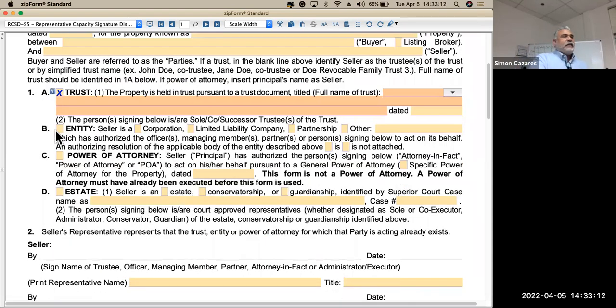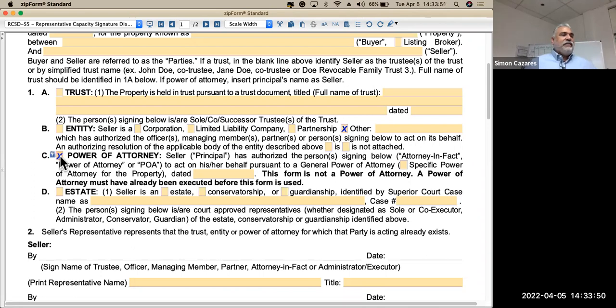If it's an entity, guys, okay, you're going to check off entity. The seller is a corporation. The seller is a limited liability LLC. The entity is a partnership or any other, which has authorized the officers, as I said earlier, managing members, partners, persons signing below, to act in its behalf and authorizing resolution of any equitable bodies of the entity described above. Is or is attached. Okay, if it is attached, you want to provide the necessary documentation to it.